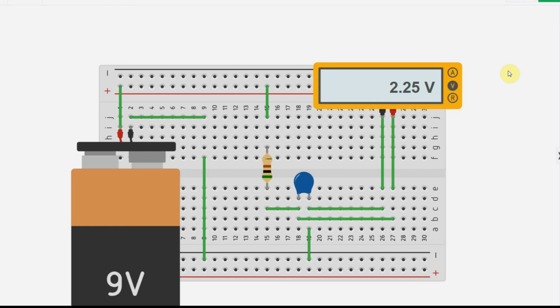One of the things you'll notice is that it charges quick and then slows down. The same thing happens on discharge. It discharges quickly and then slows down as the charge leaves the capacitor.